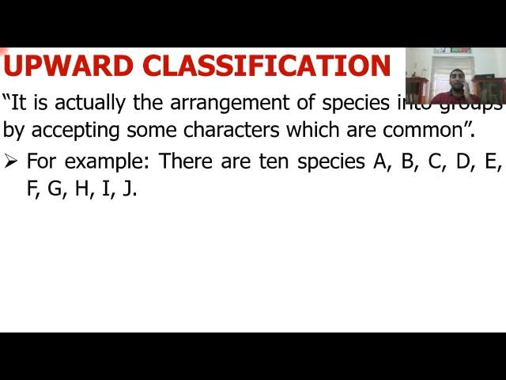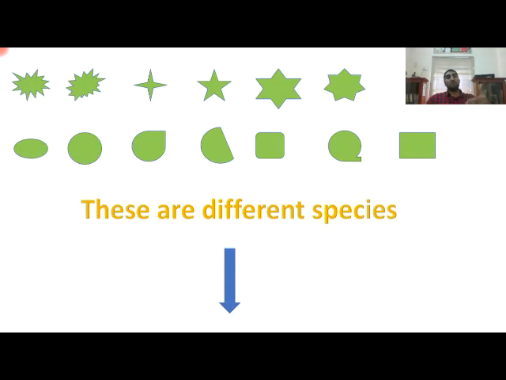For example, there are 10 species: A, B, C, D, E, F, G, H, I, J. A, B, C, D, E have similar characteristics, so we'll put them in one group. F and G are two species which have certain characteristics in common, so they will be put into another group, and H, I, J will be put into another group, and so on. And this way we classify things.